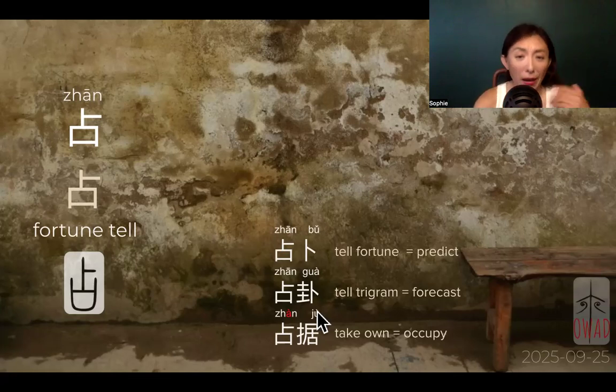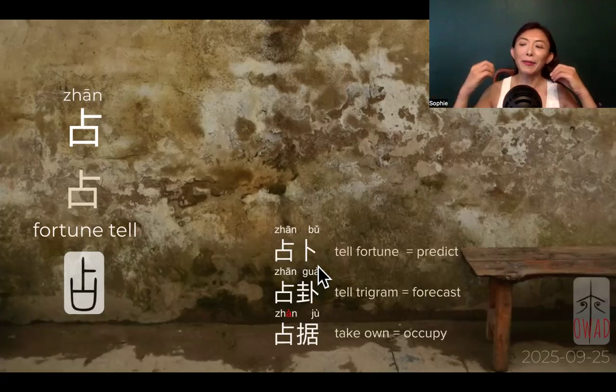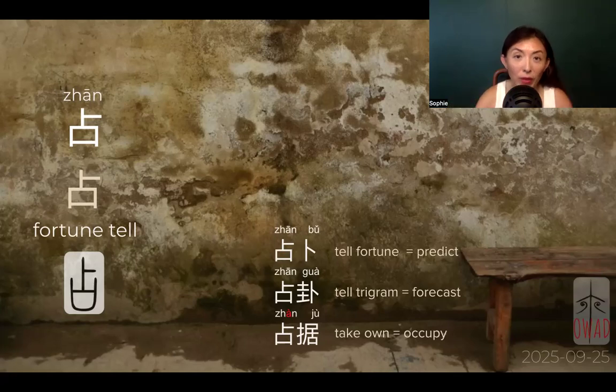But without going too much into it, 卦 simply is more complicated, and forecast is more systematic. So I'd pair 占卦 with forecast versus 占卜 is more like one-on-one, anecdotal. And probably there is a sort of system, but that is less data driven. Okay, prediction. All right, 占据.